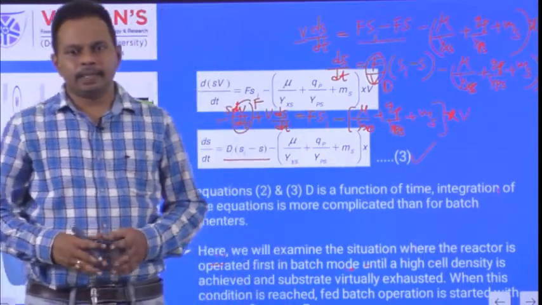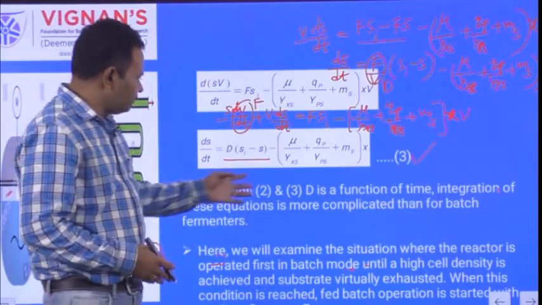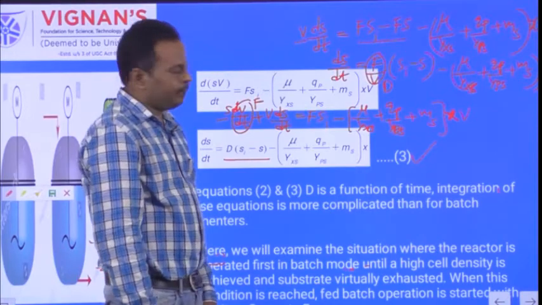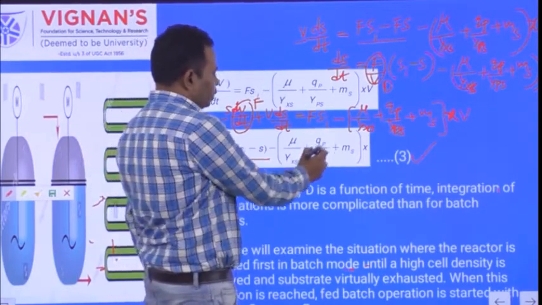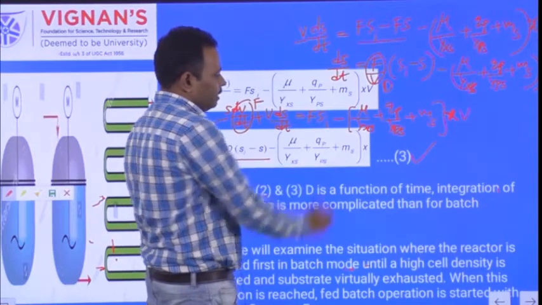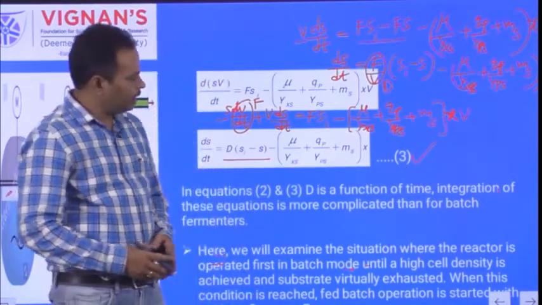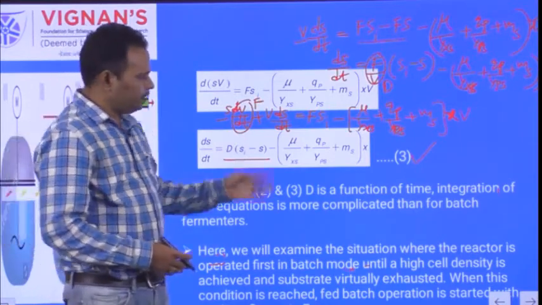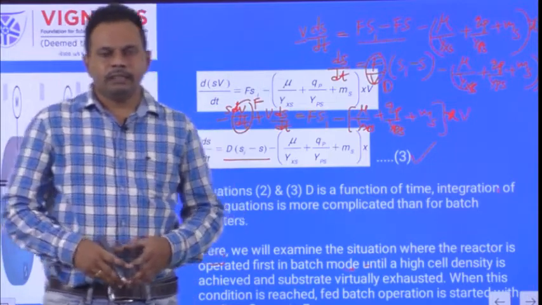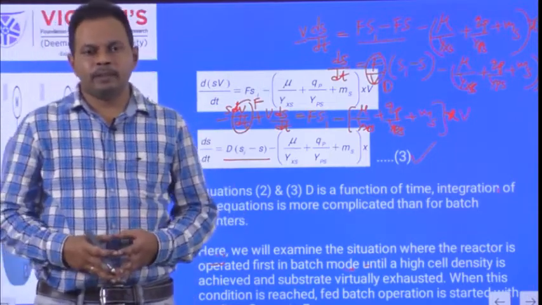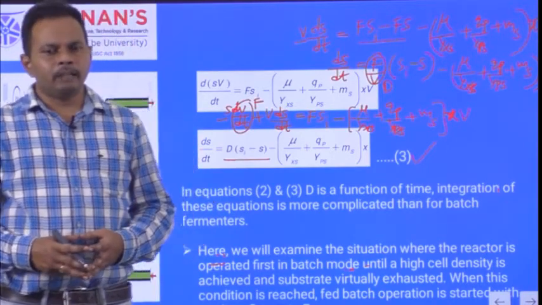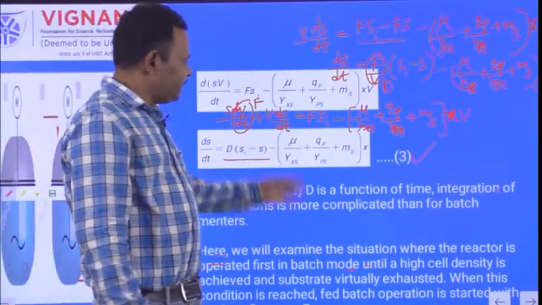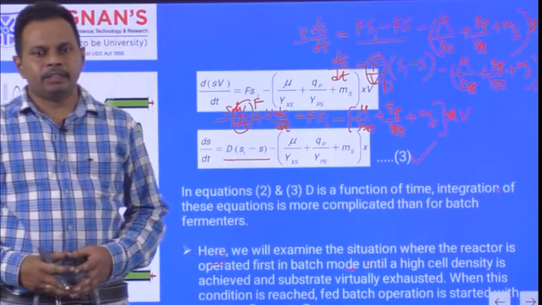The substrate concentration change with respect to time within the fed batch fermenter depends on all these: dilution rate, initial substrate concentration, and S, the substrate concentration at any particular time T of the biological reaction, the mu value, qp value, Yx by S, Yp by S, and Ms value. Ms is the maintenance coefficient, qp is the specific rate of product formation, and mu is the specific growth rate of the cell. Yx by S is the yield of biomass produced from the substrate consumed, that is, the ratio of the amount of biomass produced to the amount of substrate consumed, and Yp by S is the amount of product produced from the substrate consumed.